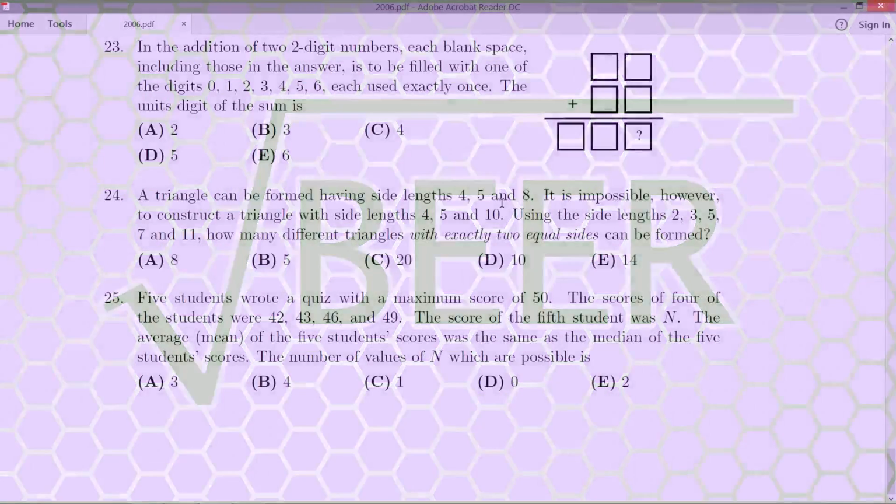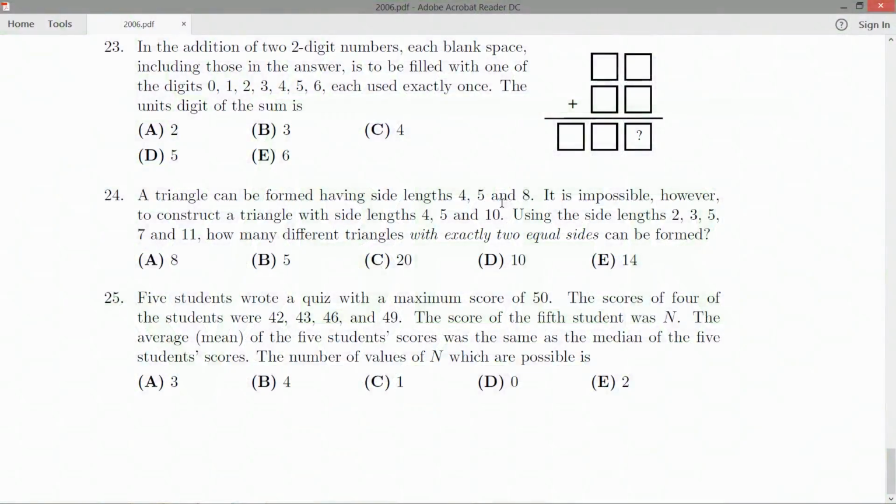We're looking at question 24 on the 7th grade Gauss from 2006. A triangle can be formed having side lengths 4, 5, and 8. It is impossible, however, to construct a triangle with side lengths 4, 5, and 10. These two smaller side lengths can't come together to form the peak. You're just left with three lines attached on a hinge system, but you don't get a full triangle.